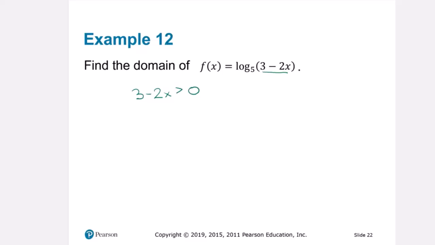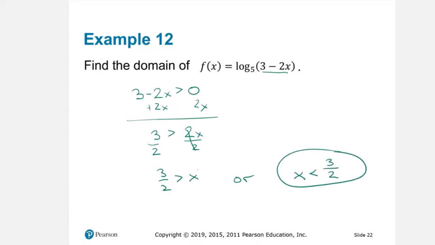And then I solve. If I add 2x to both sides, then I have 3 is greater than 2x. Then I can divide both sides by 2, and I cancel this, and I get 3/2 is greater than x, or x is less than 3/2. In interval notation, it would be from negative infinity to 3/2, and since it's less than, that would be an open parentheses.